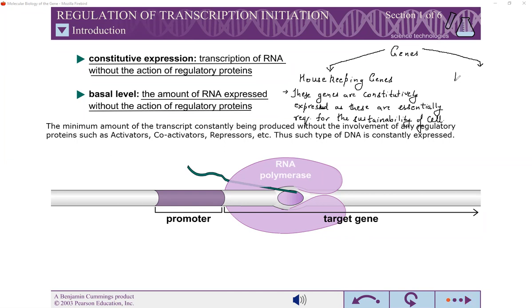Another one is referred to as luxury genes. What do you mean by luxury genes? What are these luxury genes? Luxury genes are the genes that are also referred to as smart genes, and these genes are functional only when required.